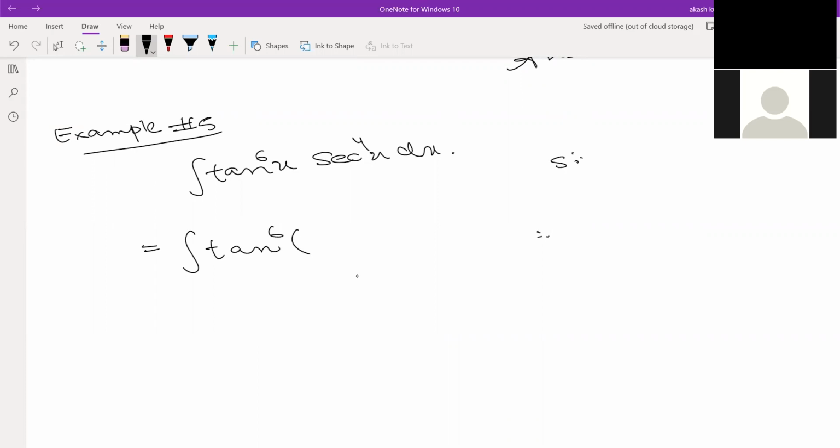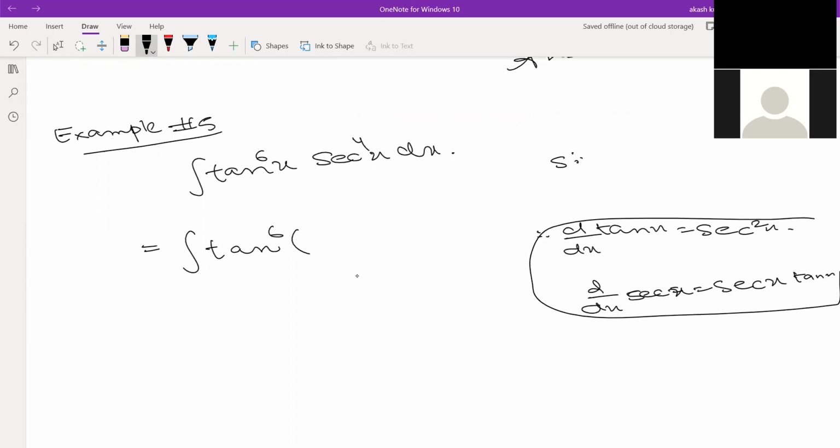The way that the derivative of sine x was cos x and the derivative of cos x was minus sine x, similarly the derivative of tan x is sec squared x, and the derivative of sec x is sec x tan x. And there's another identity: the way sine squared x plus cos squared x was 1, in a similar way, tan squared x plus 1 is equal to sec squared x.